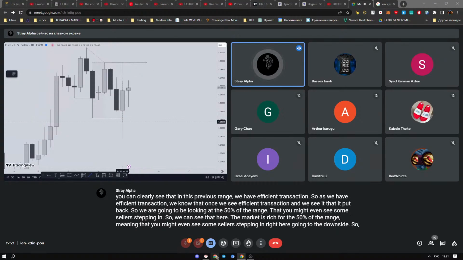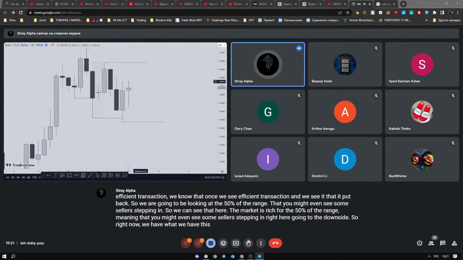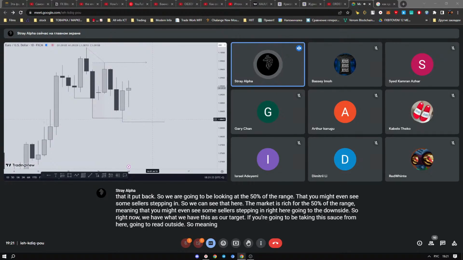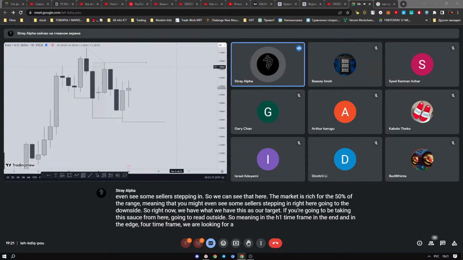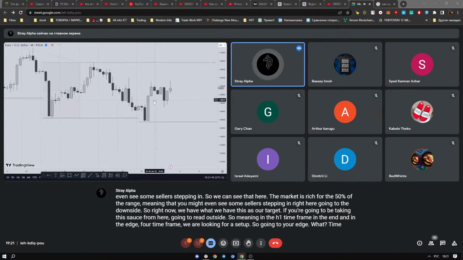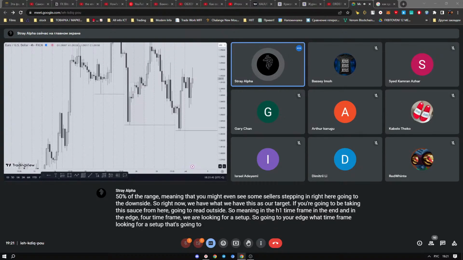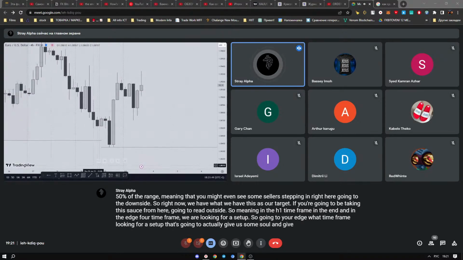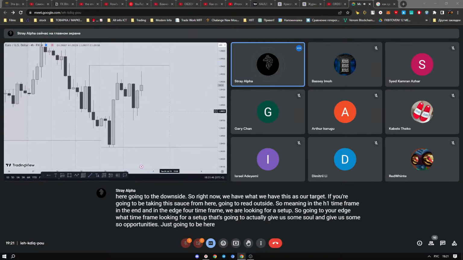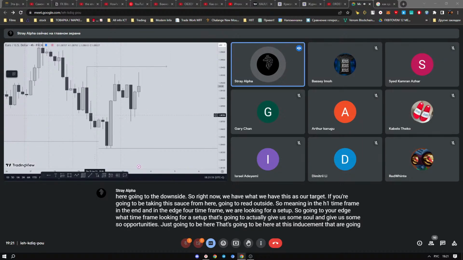So right now we have what? We have this as our target if you're going to be taking these sells from here going to the downside. So meaning in the H1 time frame and in the H4 time frame, we are looking for a setup. Going to your H4 time frame, looking for a setup that's going to give us some sell opportunities, it's just going to be here, at this inducement, that we are going to be looking for some sells.